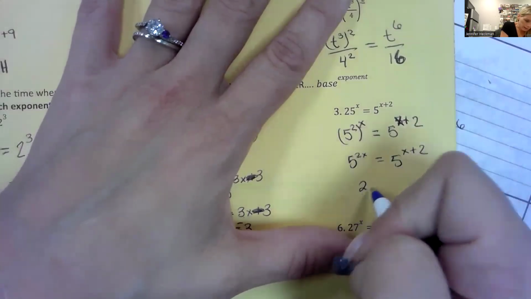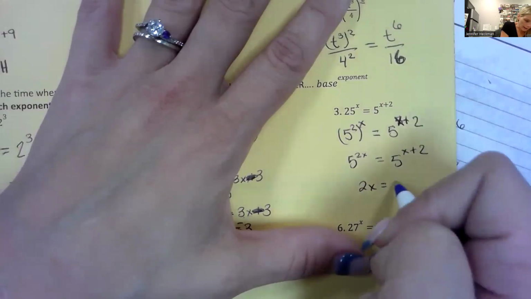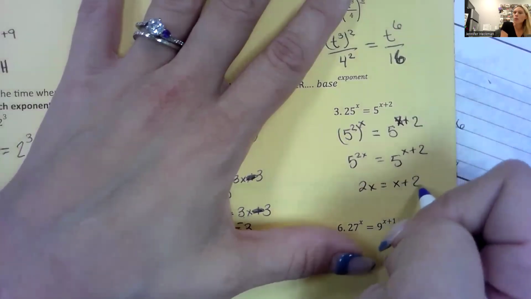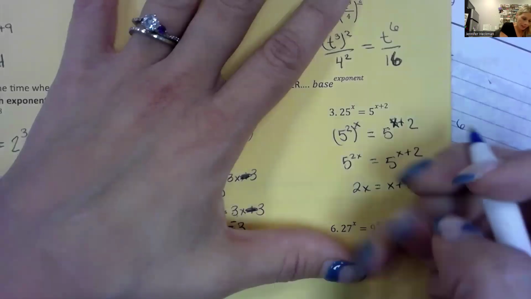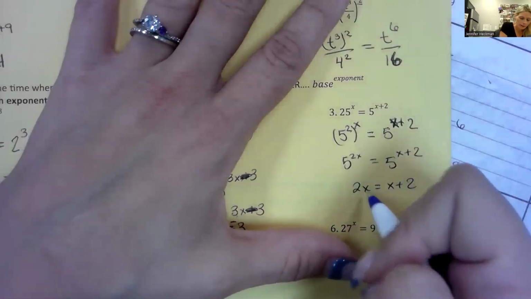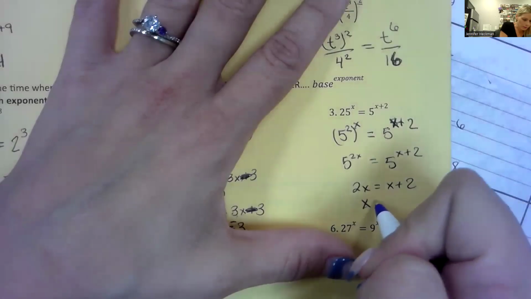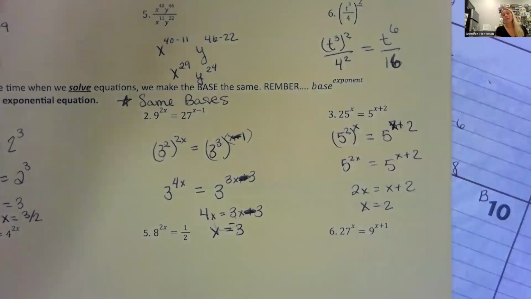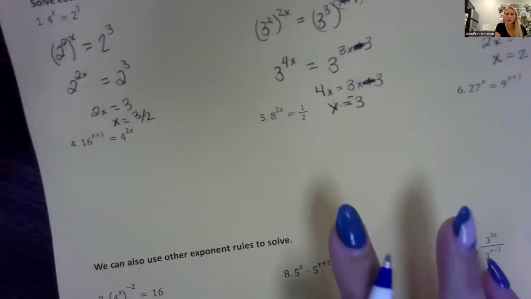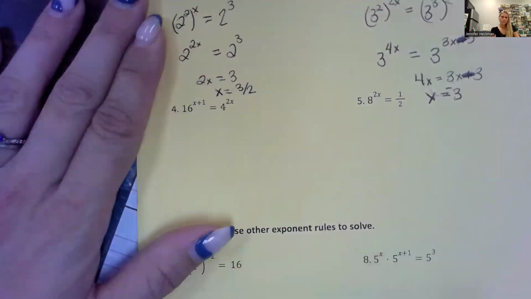So we get 2x equals x plus 2. Because remember, once the bases are the same, we can focus on our exponents. And let's solve. Let's get x on one side. So we'll get x equals 2. Okay? And again, you can plug in and solve. I know this is correct, but you can check it out if you want.